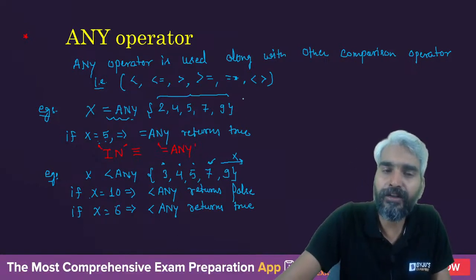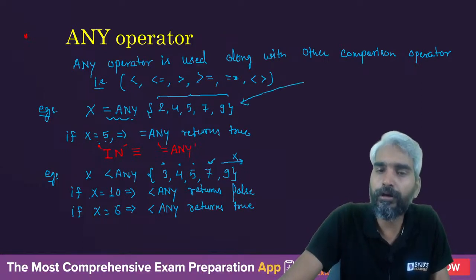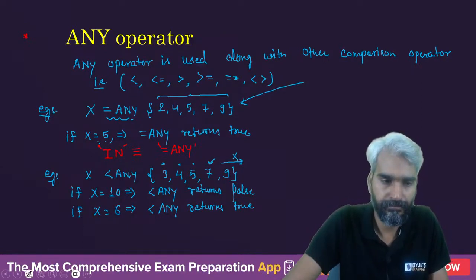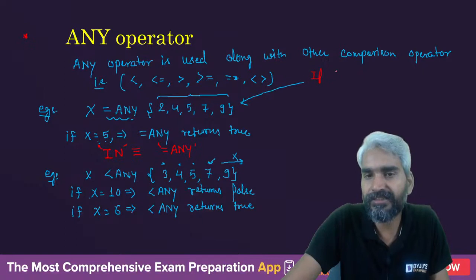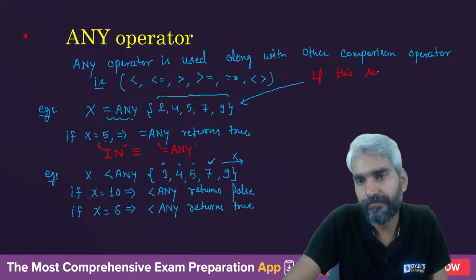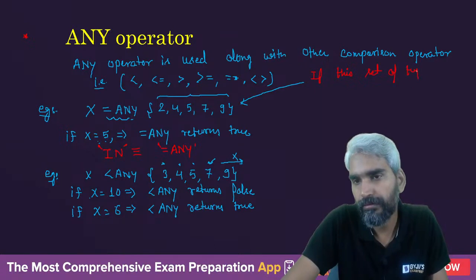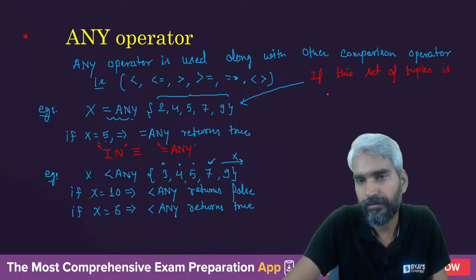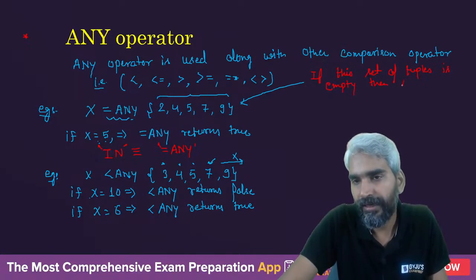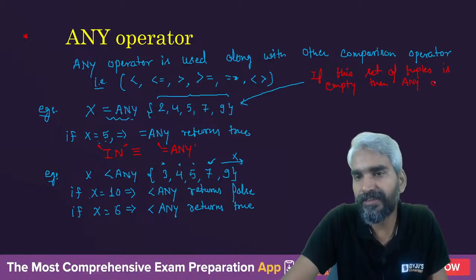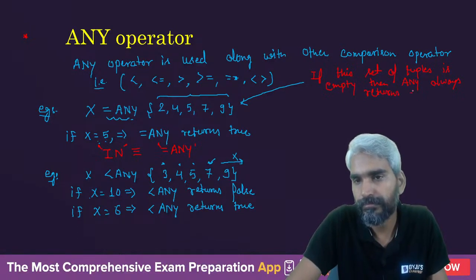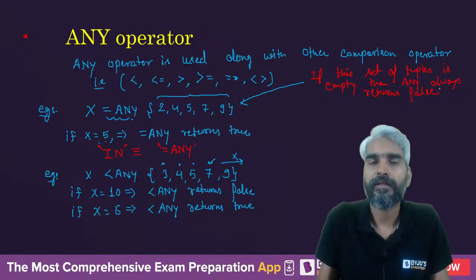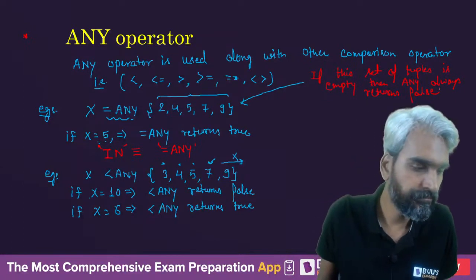So tell me, if this set of tuples is empty, what will be the output of any? If this set of tuples is empty, then any always returns false. Clear? This is the scenario.